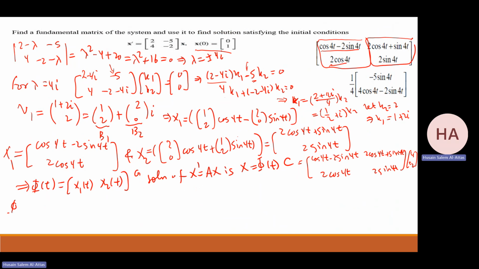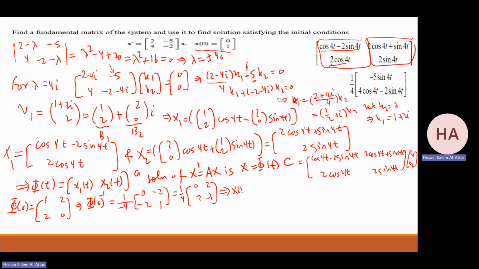So I need to find Phi at 0. What will be Phi at 0? Sine 0 is 0, cosine 0 is 1, so (1, 2, 2, 0). What will be Phi at 0 inverse? It will be 1 over minus 4 times what? You swap the two diagonal entries and change the sign of the others. So you're getting 1 over 4 times (0, 2, 2, minus 1), after multiplying the minus inside.